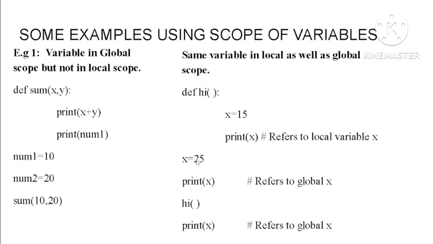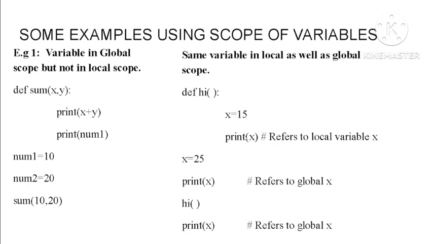So what is the order of printing? What will be the output of this program? First, x is assigned 25. Print x means 25 will get printed. Then high is called, the high function is executed. x is assigned 15, that is a different x value. Print x, which means 15 will get printed.